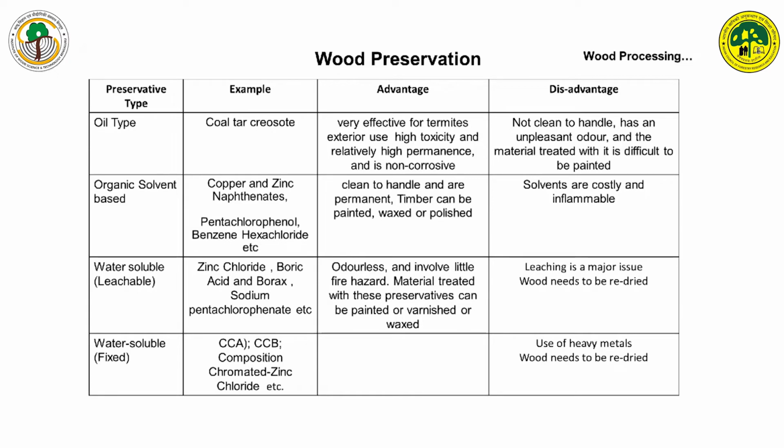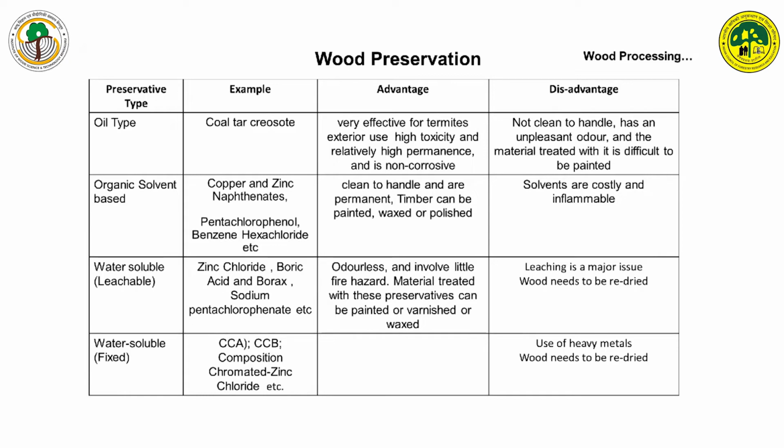Then there are water soluble type preservatives, which are predominantly used in wood based industries. There are two types: one is leachable and the other is fixed type. Leachable type preservatives are only suitable for indoor applications. Leaching is a major problem when the wood comes in contact with water. It starts leaching from the wood, and the efficacy goes down. But in fixed type, we can fix the wood preservatives into the wood.